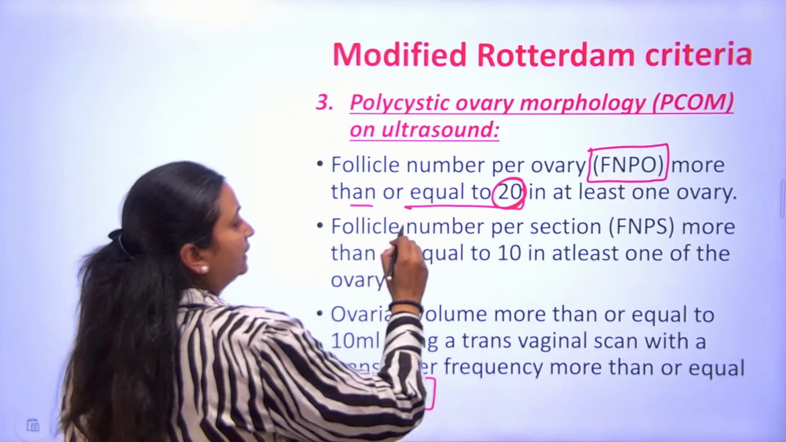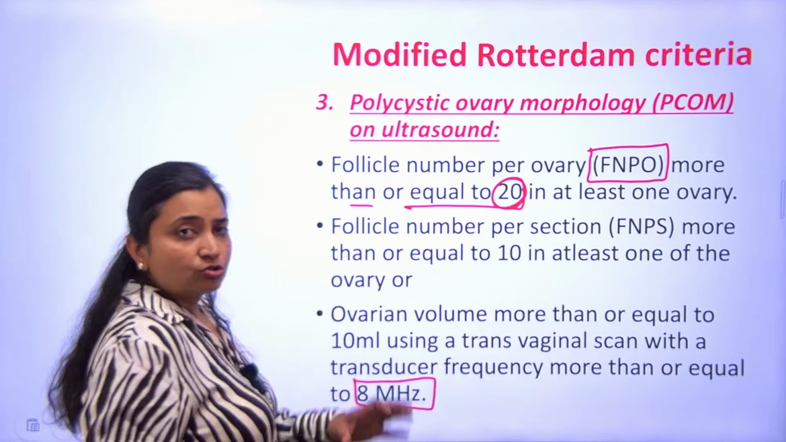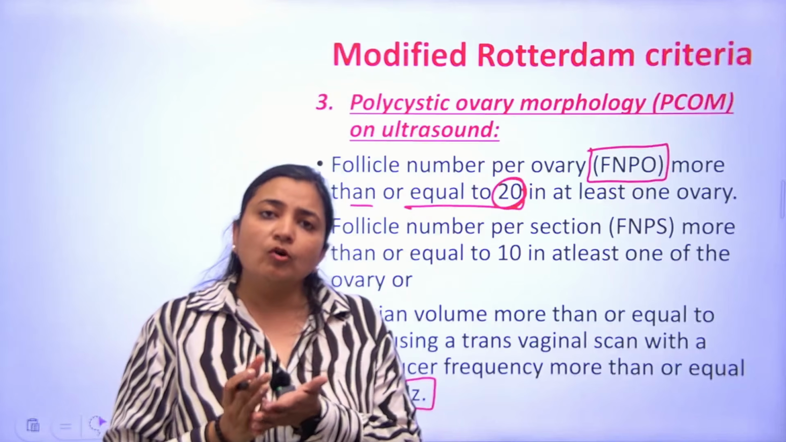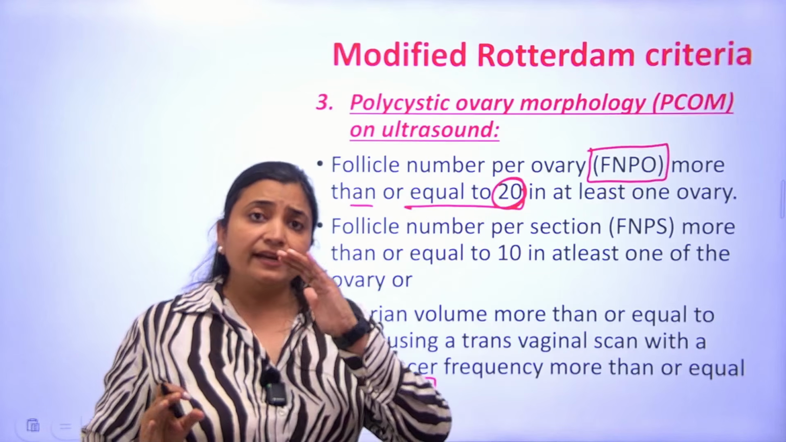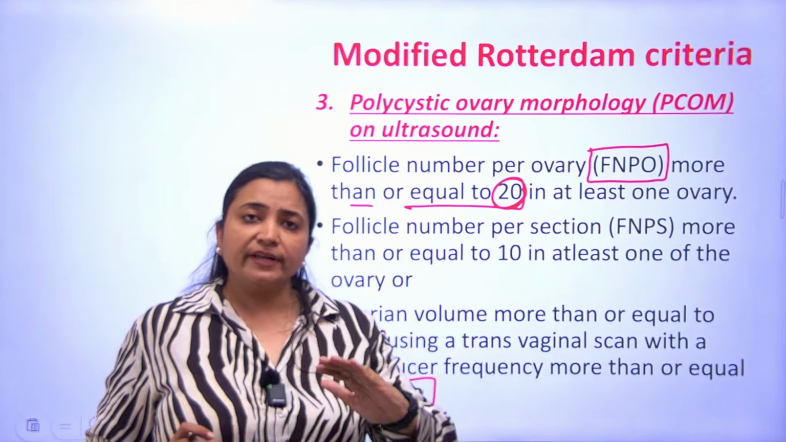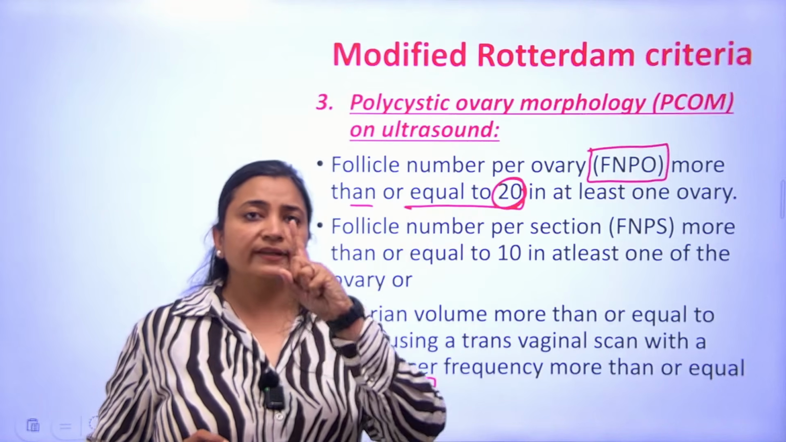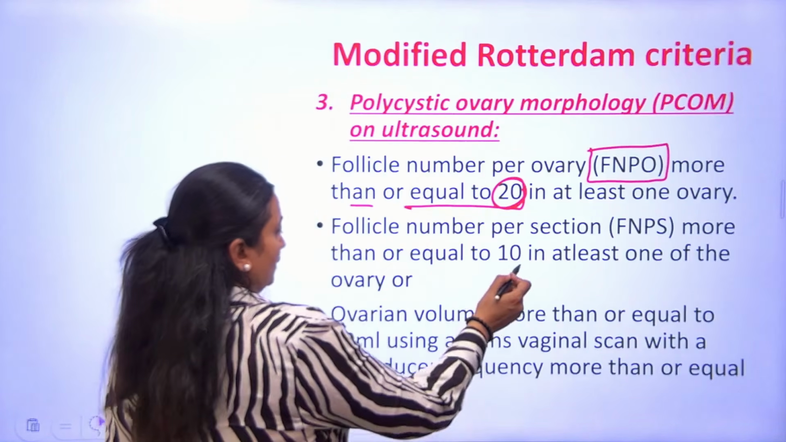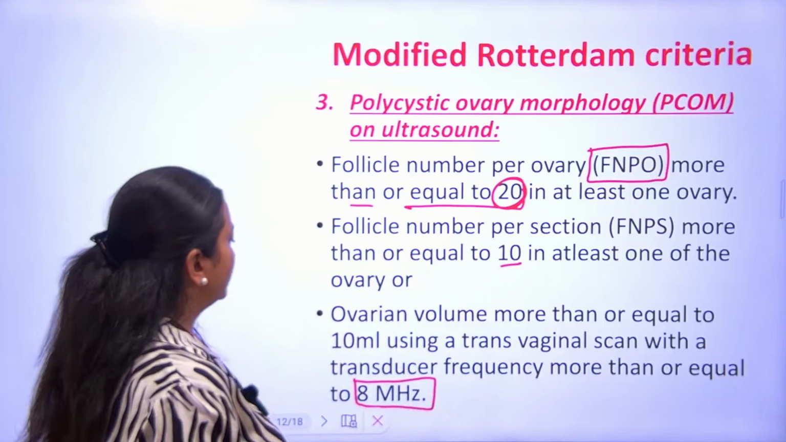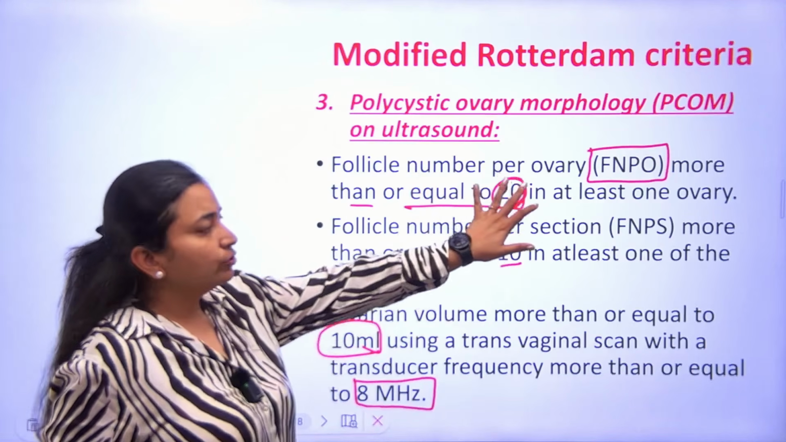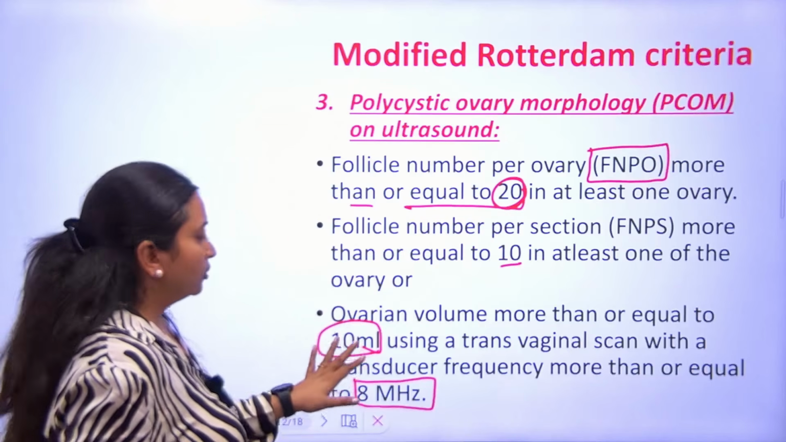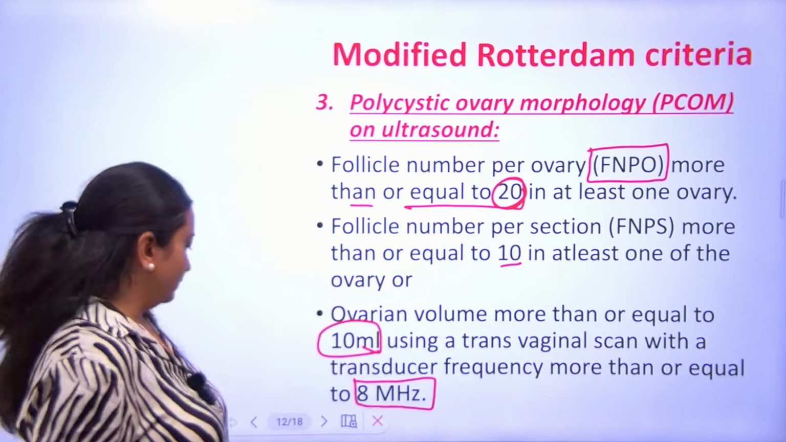FNPS, follicle number per section. So whenever you are moving your probe or transducer, you are looking up the ovary in a plane. In a single plane, the number of follicles should be more than 10. Now ovarian volume is the same, 10 ml. So the cutoff has changed from 12 to 20, but the ovarian volume remains the same, which is 10 ml.